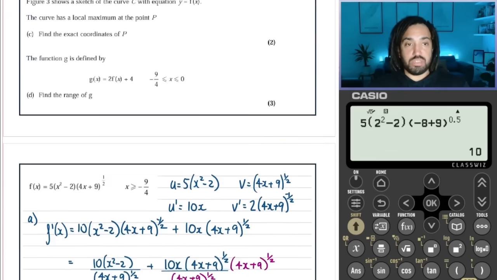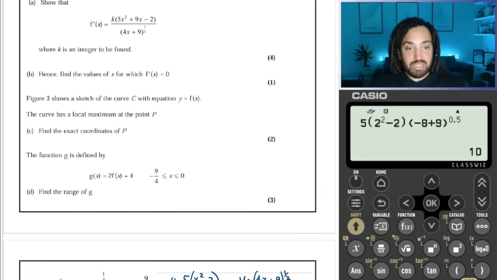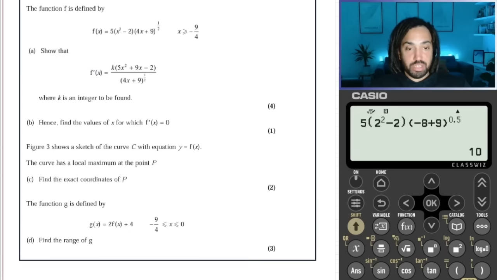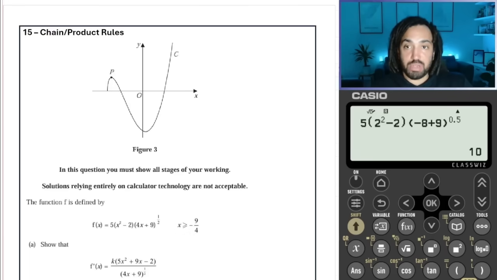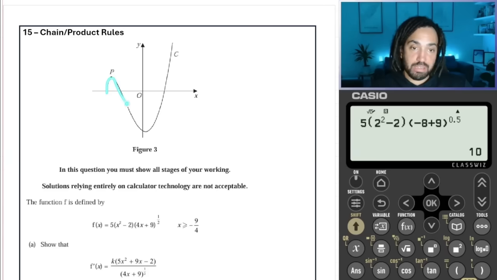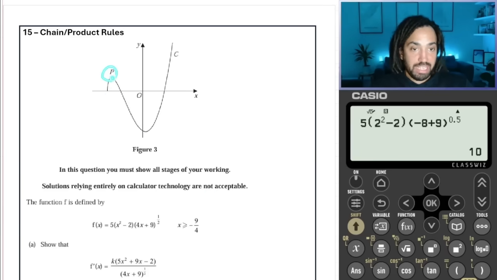Okay, and now let's move on to the next part that says the function g is defined as 2f of x plus 4. Find the range of g, and we're only allowed to use values that are negative or 0. Okay, so that means that we are looking only then at this part of the graph here. So the maximum point will be P and the minimum point will be the y-intercept.